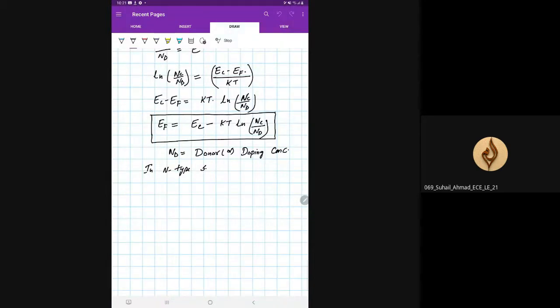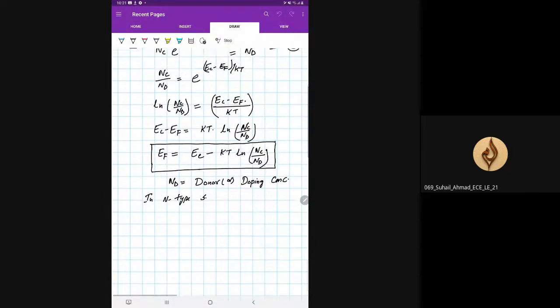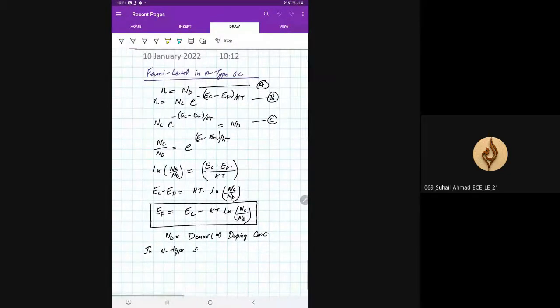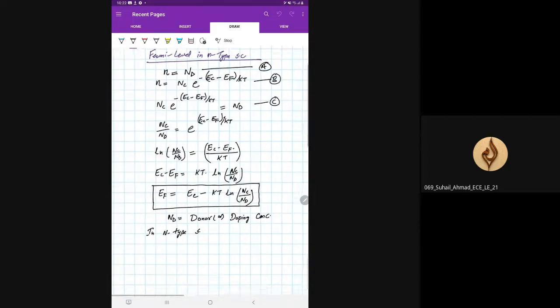Okay. So we can say that in N-type semiconductors, we are basically discussing the Fermi energy level in N-type semiconductors, that is, how can we calculate the Fermi energy level in N-type semiconductors? Okay, so that was the topic.